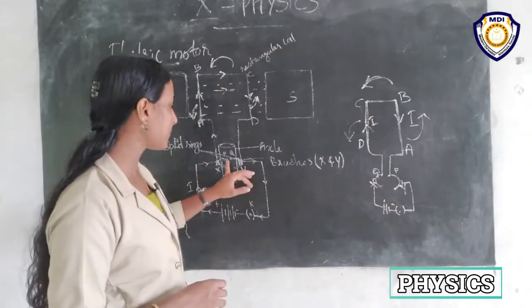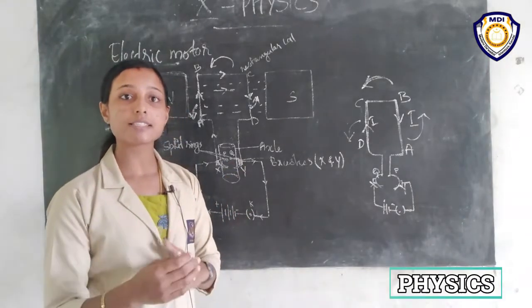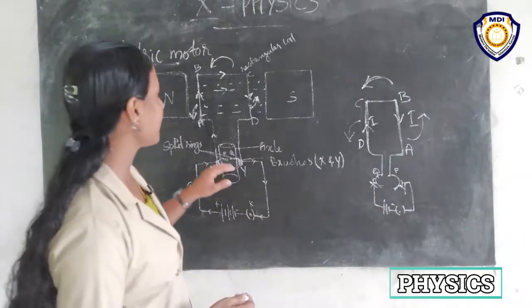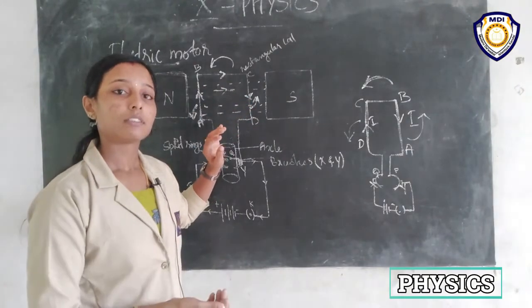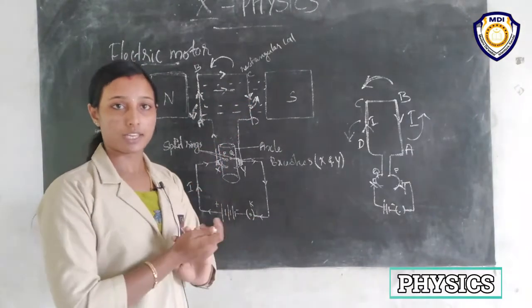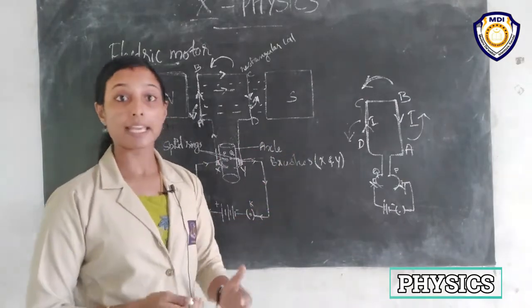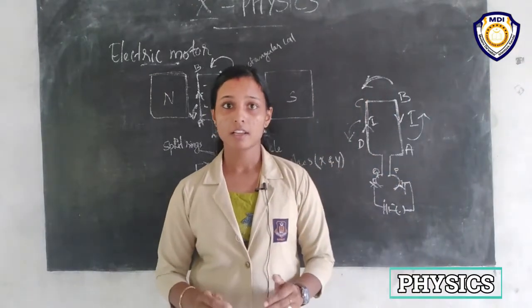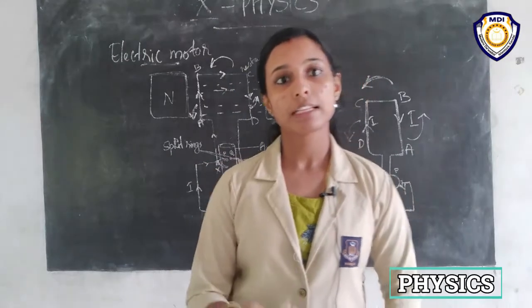So here the split rings act as a commutator that reverses the direction of current within this armature. So the armature can rotate continuously, and that rotation provides mechanical energy. Is it clear? So now we can go through your textbooks.